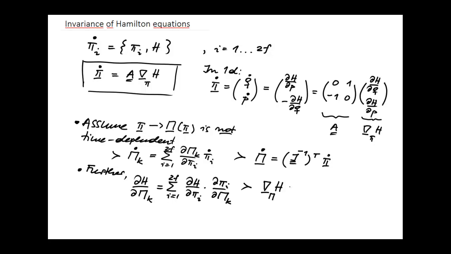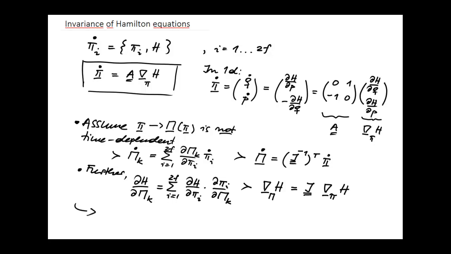And on the right hand side we have the partial derivative of the Hamilton function with respect to the original coordinates, little pi's. So these are components of the gradient in the original coordinates. So little pi on Hamilton function. And on the right hand side there is a matrix element of the Jacobian. So this is J. That's the Jacobian acting on the original gradient.